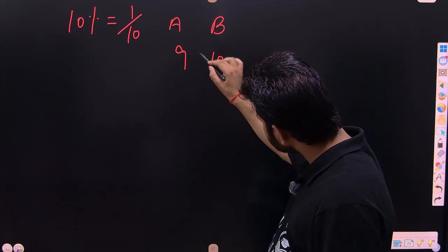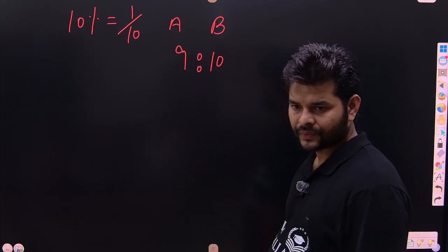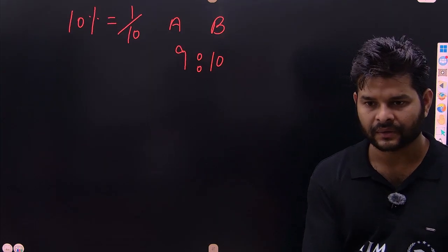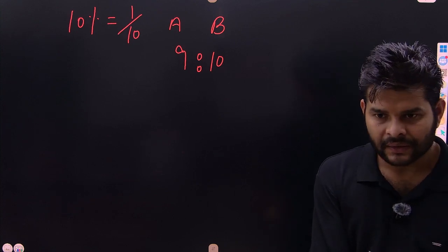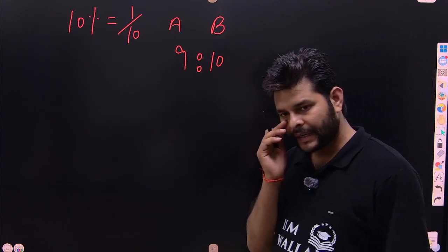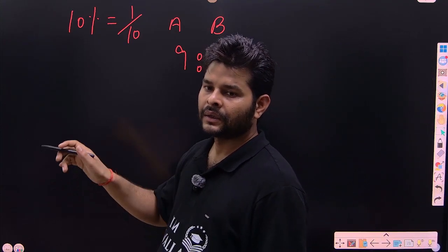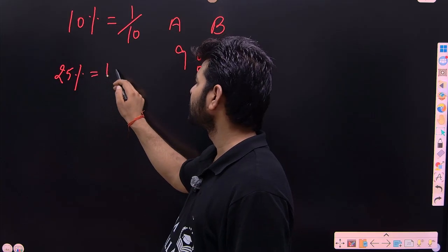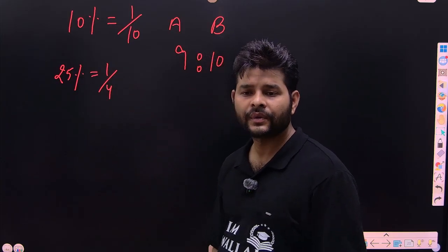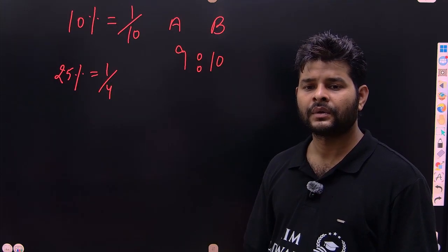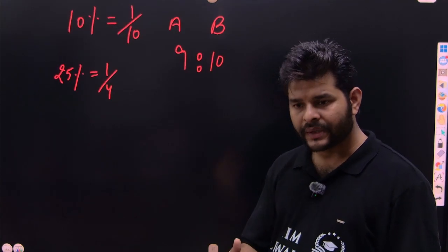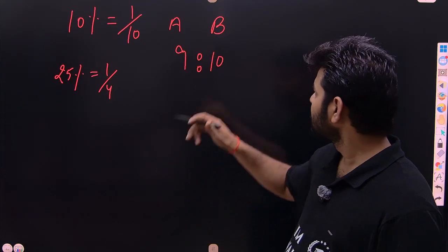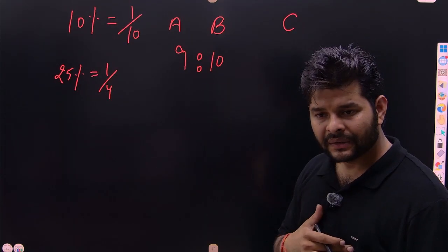So this is the ratio of score A and score B. Got it? Quite clear? Now, again in the second line, the question is saying 25% means 1 upon 4. B's score is 25% more than that of C. So we are comparing with C.